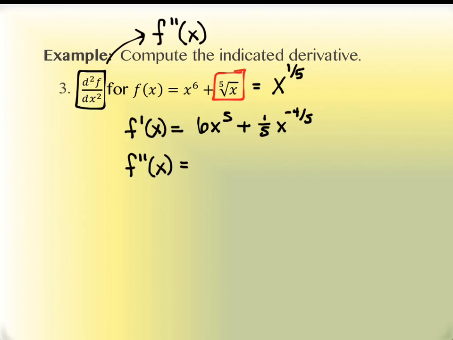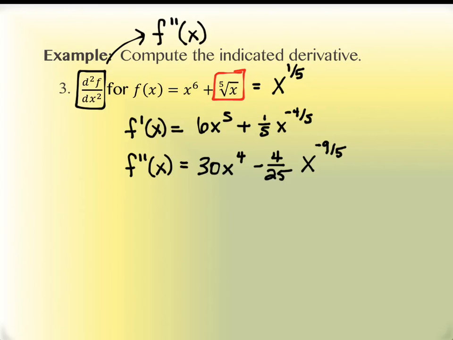So what is the derivative of 6x to the 5th? 30x to the 4th. Good. What about the 1/5 x to the negative 4/5? Negative 4 over 25. X to what power? Negative 9/5.